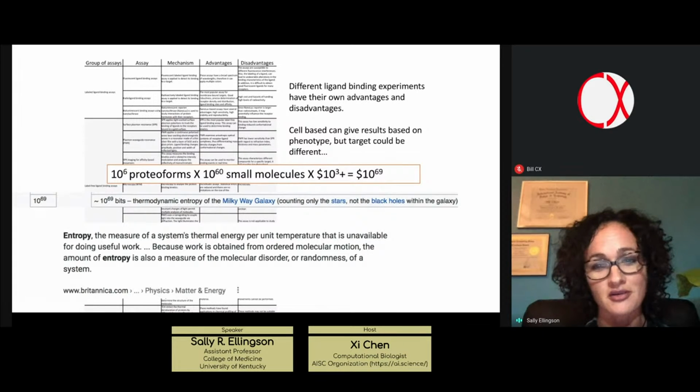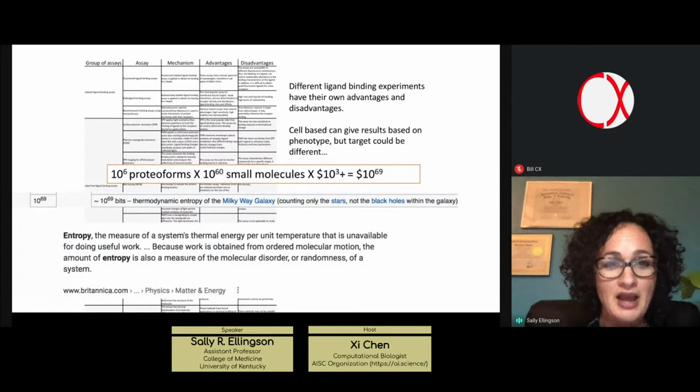So if the randomness of the Milky Way and molecular disorder was a dollar amount, we could use that to buy the assays to do these experiments. But that doesn't really include the people power and everything else that we would actually need to do this. So obviously it's not very feasible.